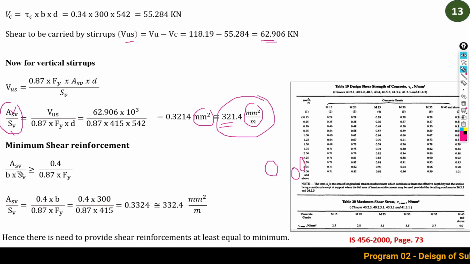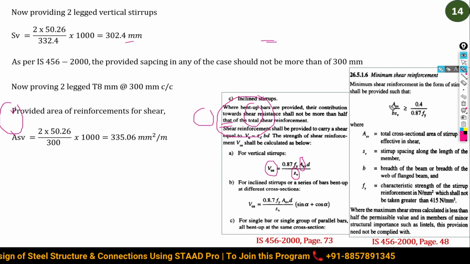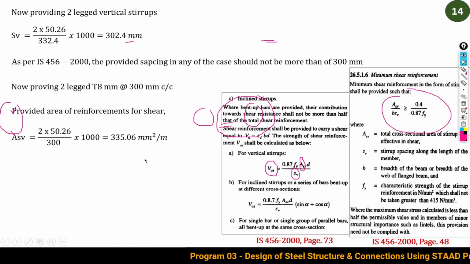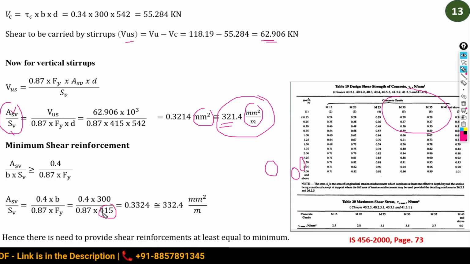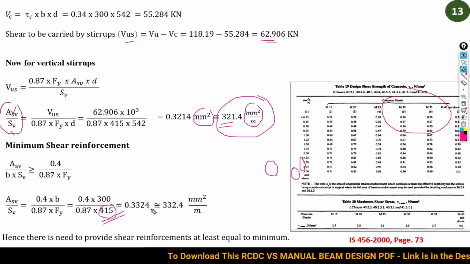What should the minimum reinforcement be as per the codal recommendation? As per clause number 26.5.1.6, IS 456/2000, page number 48, this much minimum shear reinforcement should be provided. So I am going to do the calculation here: 0.4 B divided by 0.87 Fy, 0.4 times 300 divided by 0.87 times Fy. For the shear reinforcement we are using the 415 grade of steel. IS code has limited the maximum grade of steel for shear reinforcement to 415. So it becomes 0.3324 multiplied by 1 meter span. So we are getting 332.4.